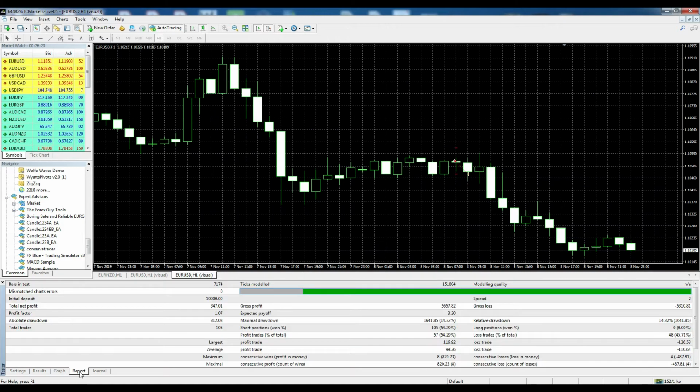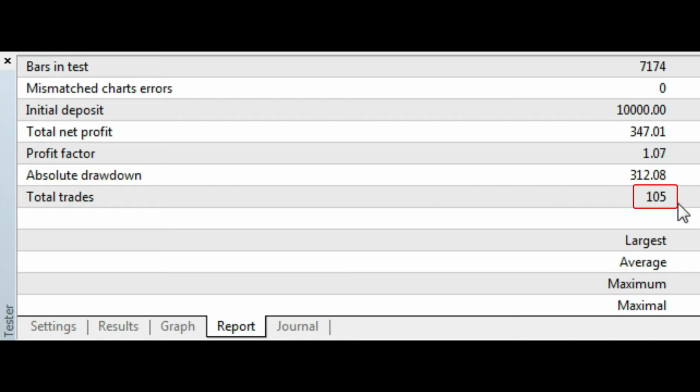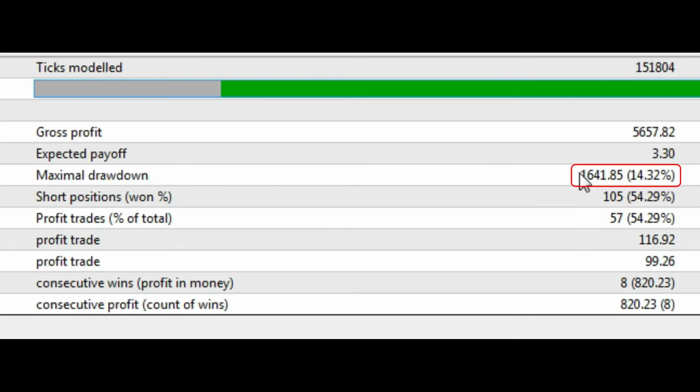And finally, the result. The first thing that is important is the number of trades. The more trades there are, the more credible the result. The second most important thing is the profit rate. We can see that out of 105 trades, there are 57 successful ones. It's also good to know what drawdown you can expect. In this case, we got almost 15%.